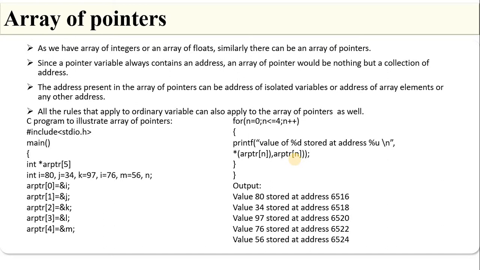Let's see array of pointers. As we already know, an array of integers or an array of floats is a similar type to an array of pointers, because here the pointer variable always contains an address. Thus, the array of pointers would be nothing but a collection of addresses. The addresses present in the array of pointers can be addresses of isolated variables, that is different variables, or addresses of array elements.